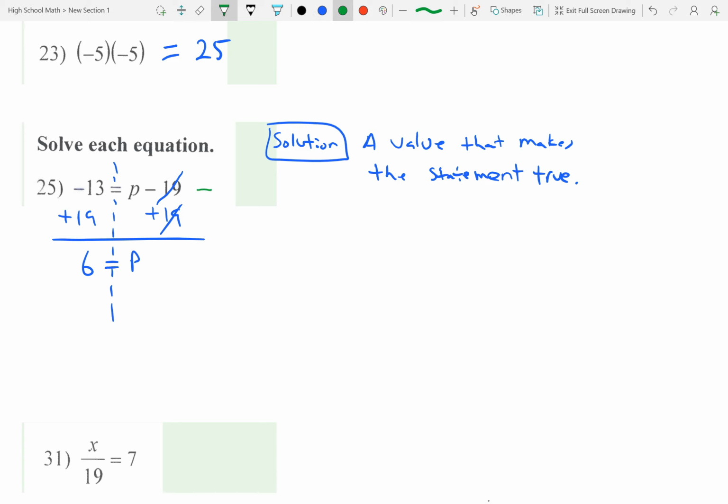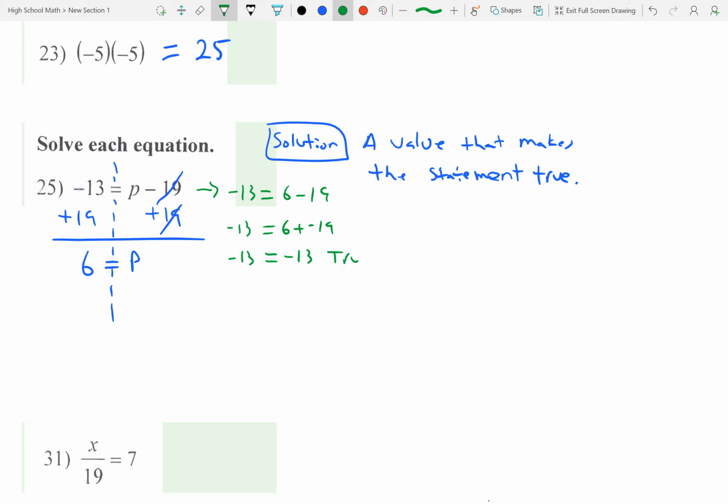So I'm restating this. Negative 13 equals, instead of p, what we think p to be, 6 minus 19. Well, what is 6 minus 19? That's 6 plus negative 19, and 6 plus negative 19 is negative 13. The left side we have negative 13. So we're left with this statement: negative 13 equals negative 13.